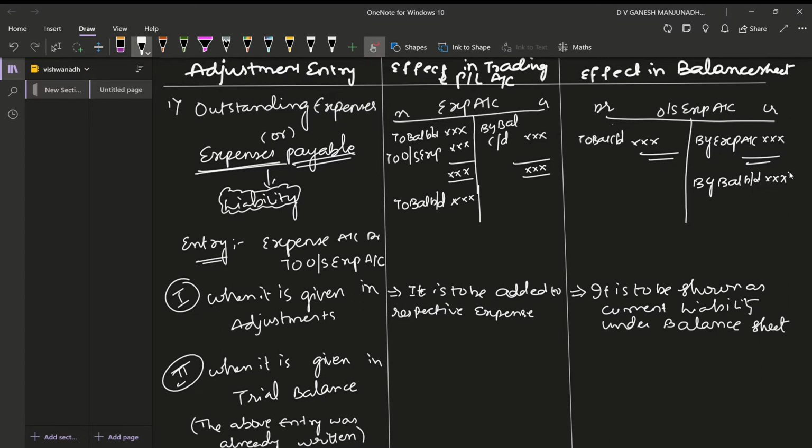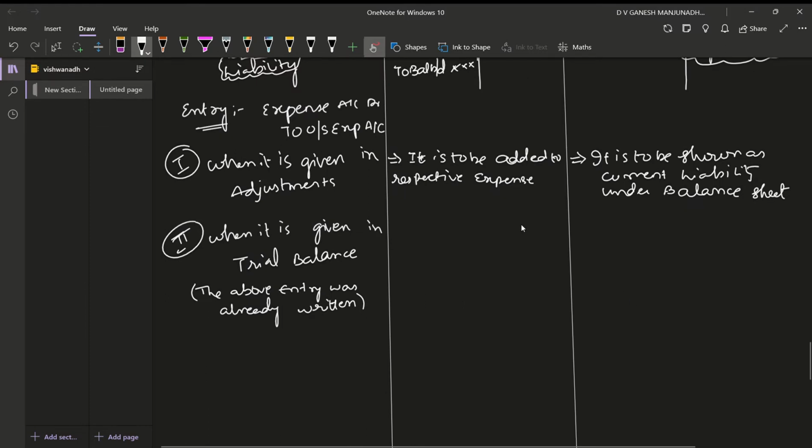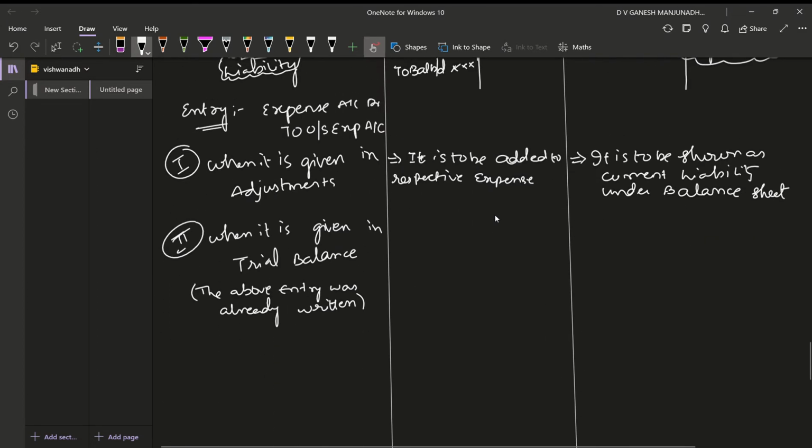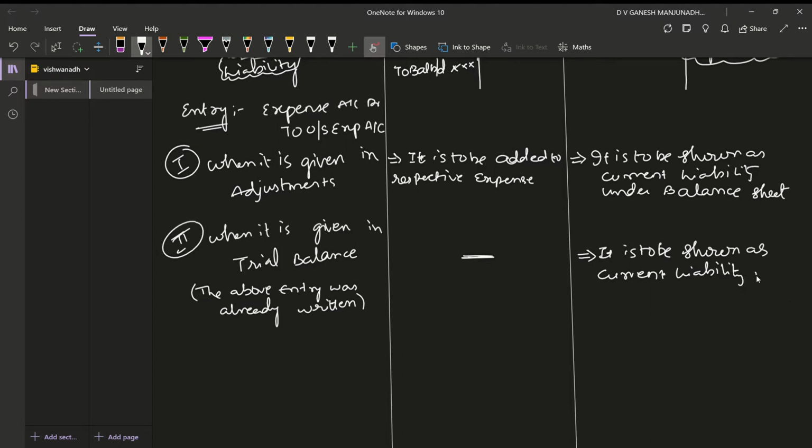So it is showing a credit balance now. As it is showing a credit balance, this would appear as a current liability in the balance sheet. As it is already adjusted to trading or to the respective expenditure, there will be no impact on the income statement accounts. So there will be no impact on the income statements. It is to be shown as current liability in the balance sheet when given in trial balance.